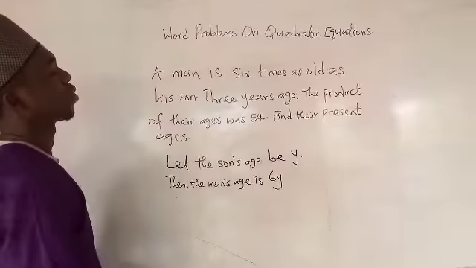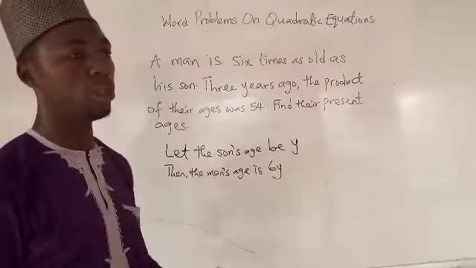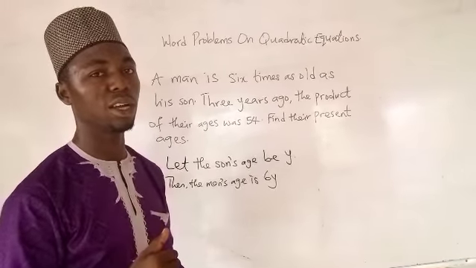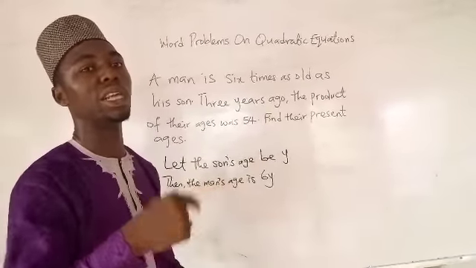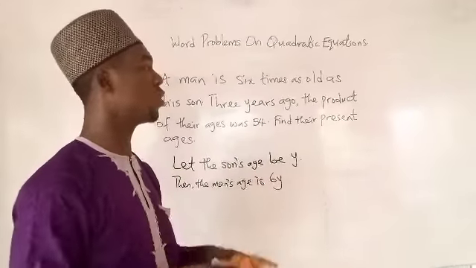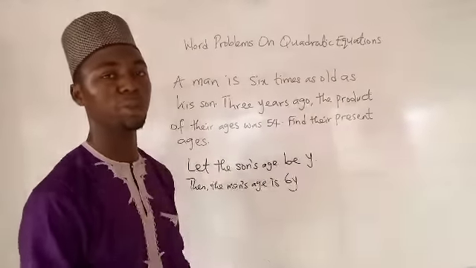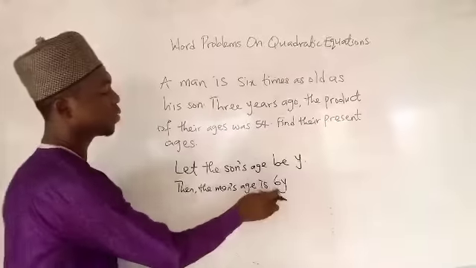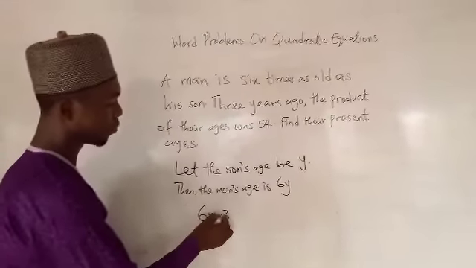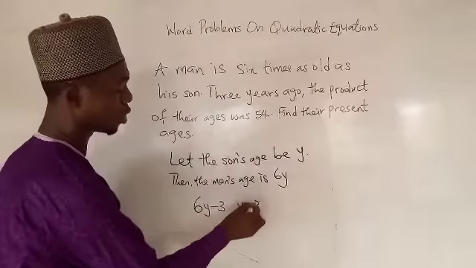Now, 3 years ago, if I'm 10 years old now, 3 years ago, I will be 10 minus 3. That's 7. So that means 3 years ago, I was 7 years. So somebody's age 3 years ago simply means subtract 3 from the present age. So the man's present age is 6y. You are going to subtract 3. The son's present age is y. We are going to subtract 3.